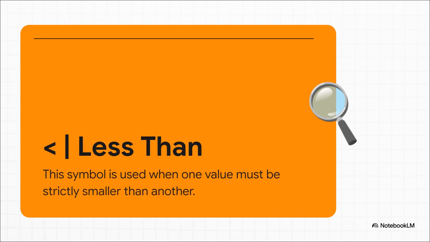And on the flip side, of course, you've got its opposite, less than. This is for when something has to be smaller. Maybe the time to finish a race has to be less than 5 minutes. If you come in at exactly 5 minutes, you're just a little too slow.